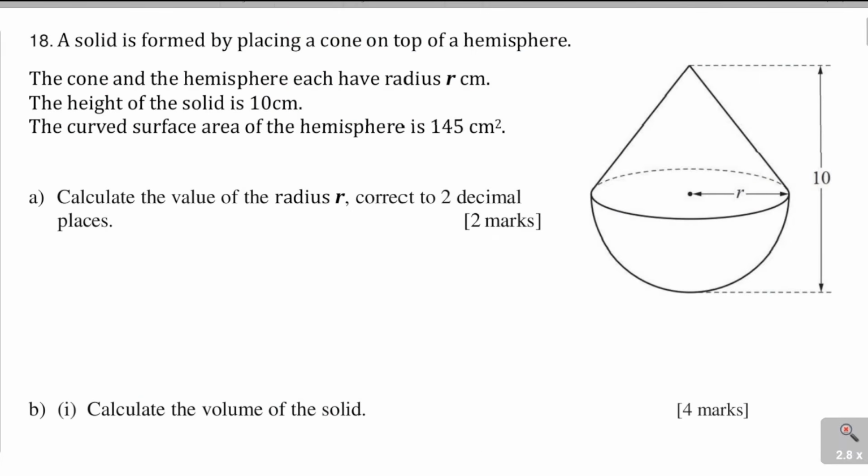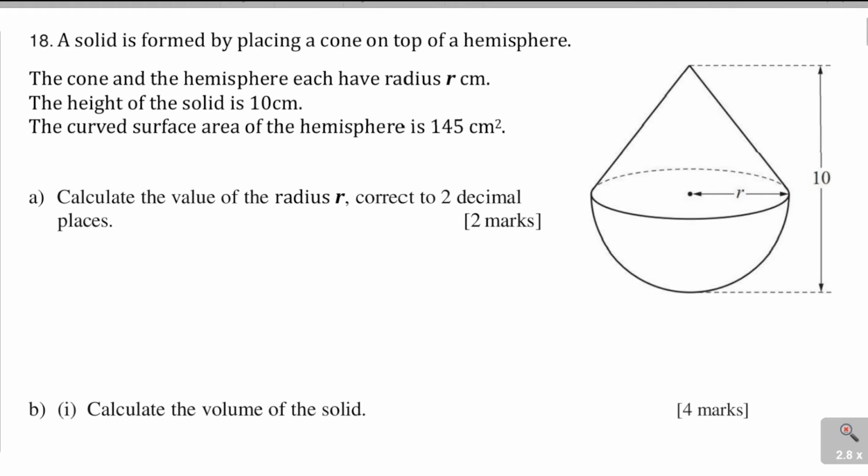Question 18. A solid is formed by placing a cone on top of a hemisphere. The cone and the hemisphere each have radius r centimeters. The height of the solid is 10 centimeters. The curved surface area of the hemisphere is 145 centimeters squared. Part A.